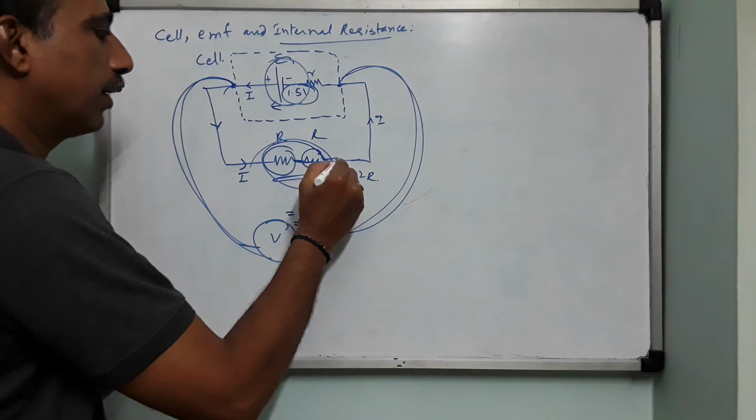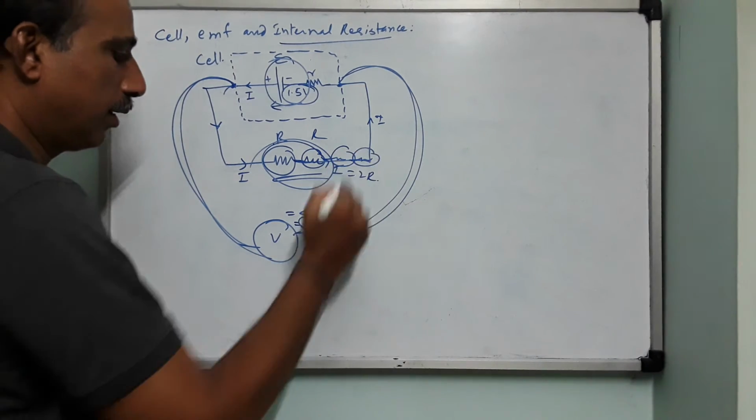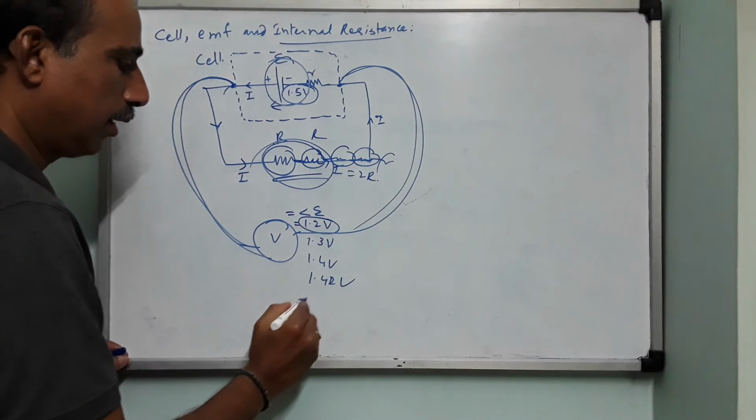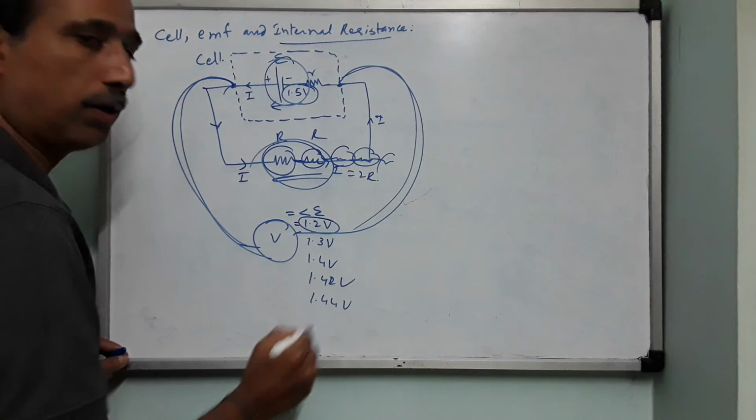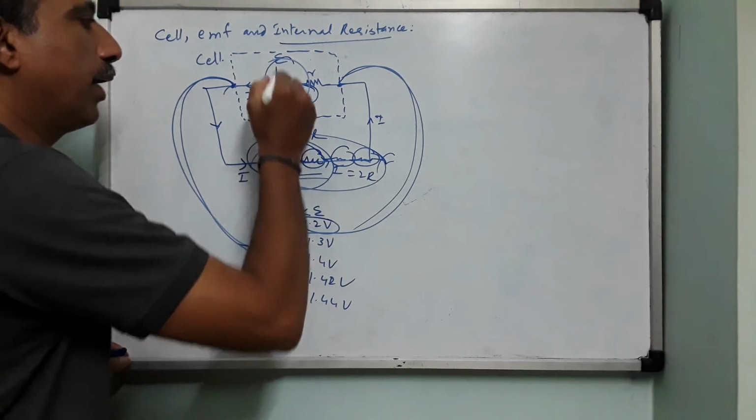If I take another one, it will be 1.4 volt. If I take another one, it will be 1.42 volt. If I take another one, it will be 1.44 volt. Remember, this terminal potential difference can never exceed the EMF value.